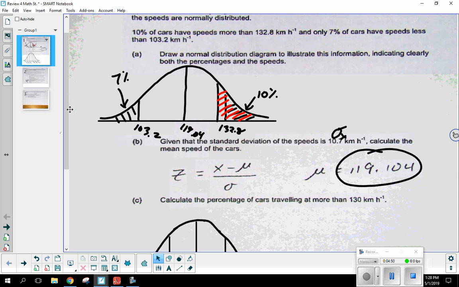I already calculated that for you. You have to use what's called z-values, and we don't know about that, so just trust me that the mean is 119.104. No. You will not be dealing with z-values on the test. Okay. So they will not even bring up z-values on the test. This problem just had it involved in it, so I just went ahead and solved it for you.